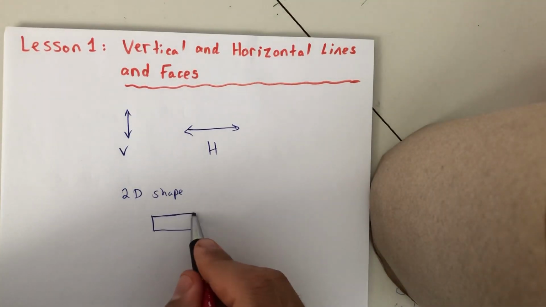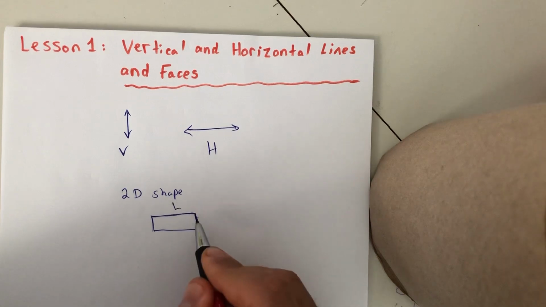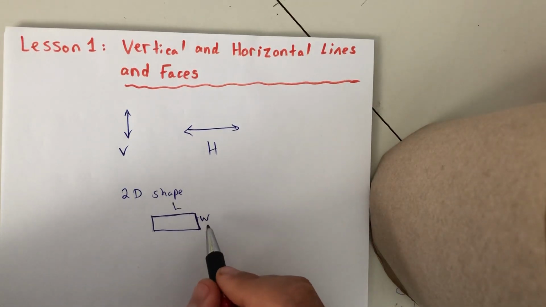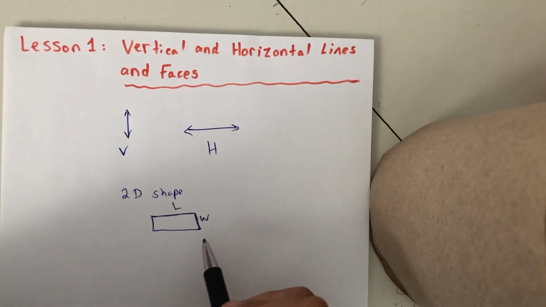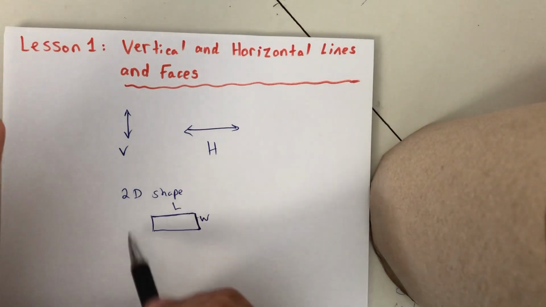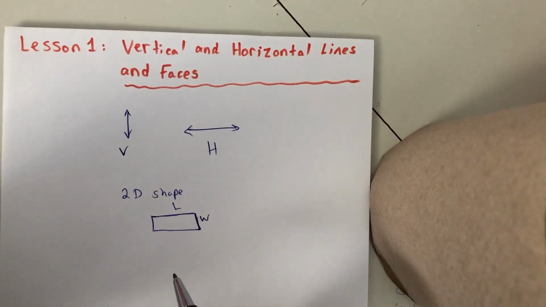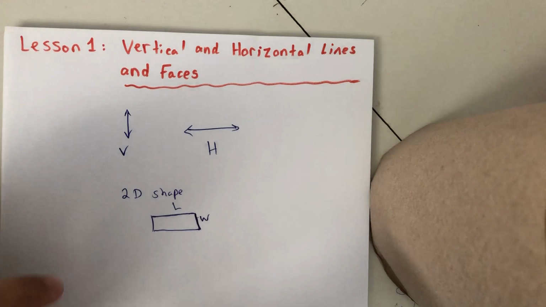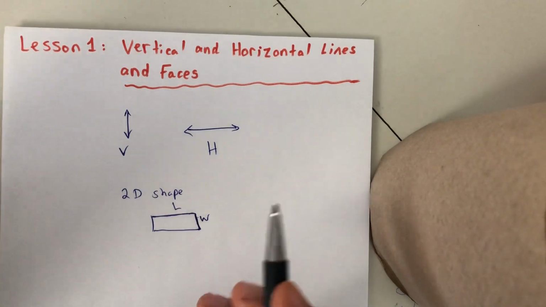It has a length and it has a width. So L and W, a length and a width. So that's a two-dimensional figure. You cannot touch it. You cannot see the other side. You can't do anything with it.